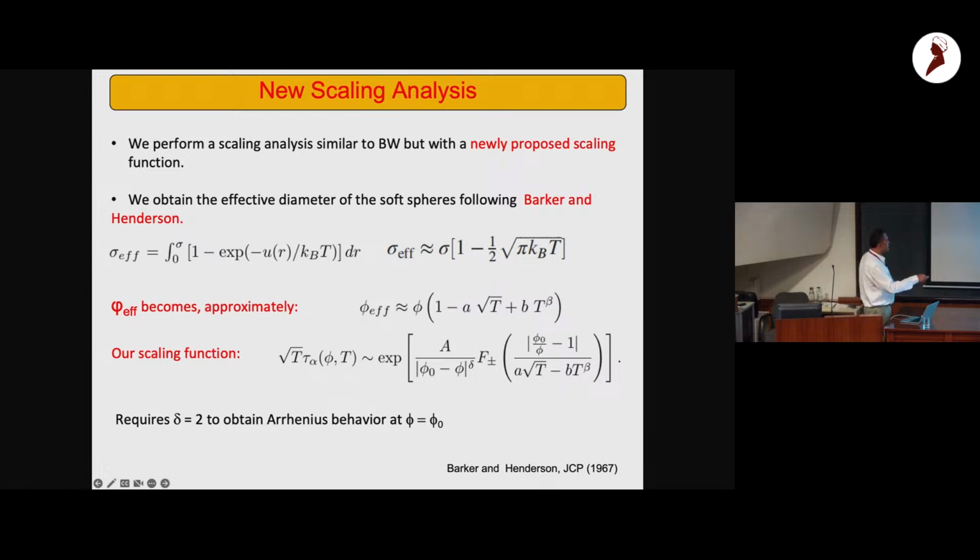And this is doing exactly what was done before. If we take this expression for the effective diameter, plug it into the hard sphere expression for the relaxation times, and do the same manipulations as before, we now get a similar looking expression where the scaling variable is different. And with this scaling variable, to obtain Arrhenius behavior at phi equal to phi naught, we require delta equal to 2, which is interesting.